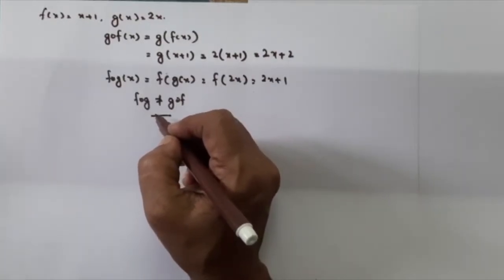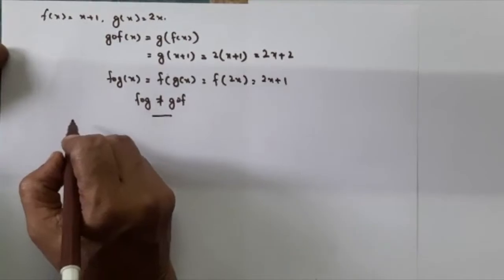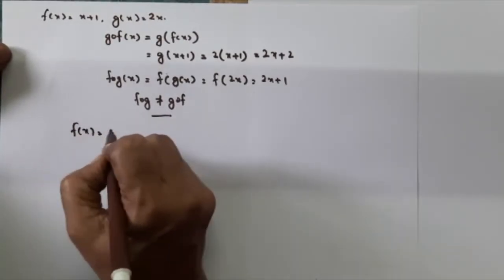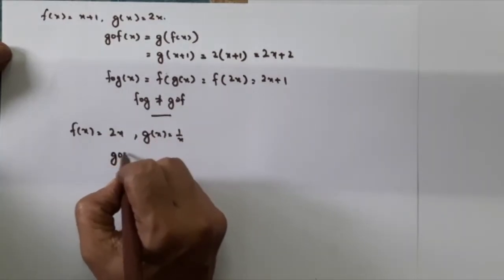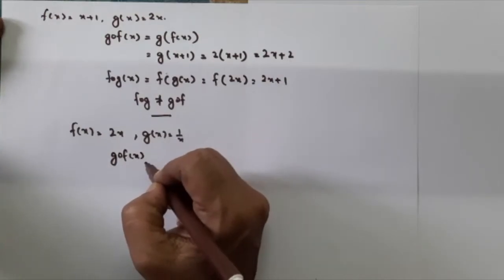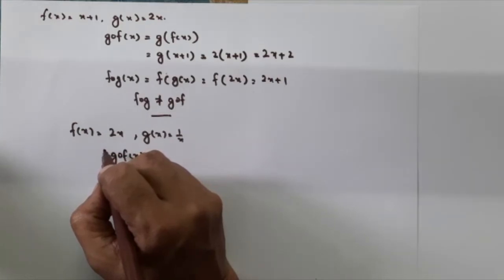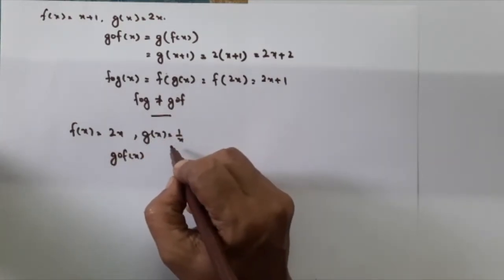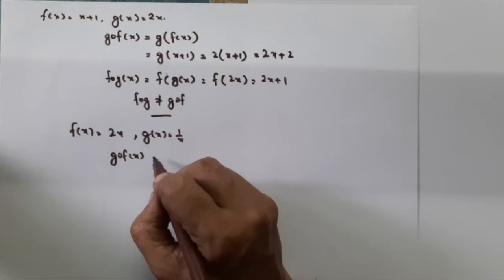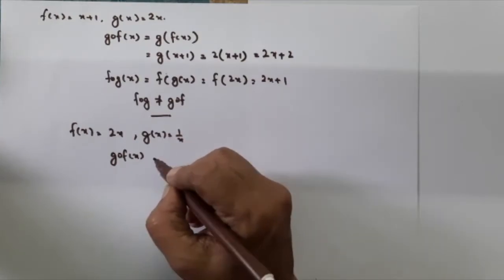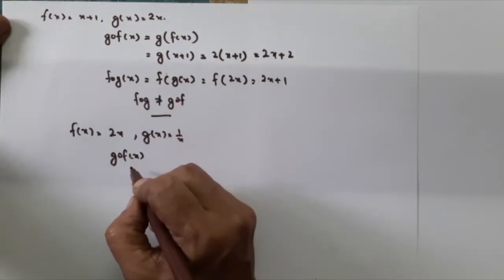Now, this is the case where both g dot f and f dot g are meaningful. Now, consider this problem: f of x equal to 2x and g of x equal to 1 by x. Is g dot f of x meaningful? What is the range of 2x? Range of f of x is the set of real numbers, but the domain of g is the set of real numbers minus the singleton set 0. That means the range of f is not a subset of the domain of g. Therefore, in this case, g dot f of x is meaningless.